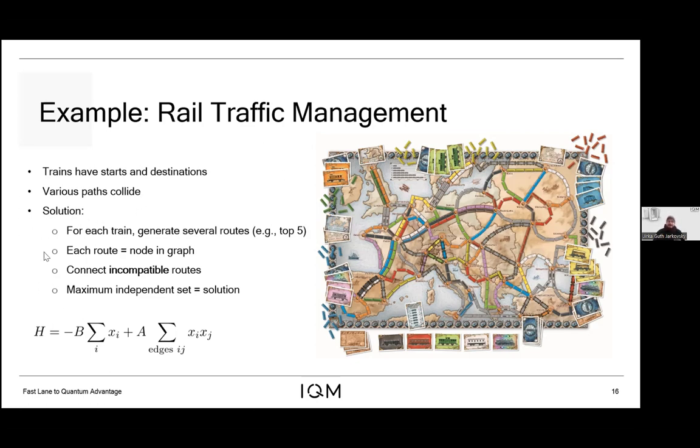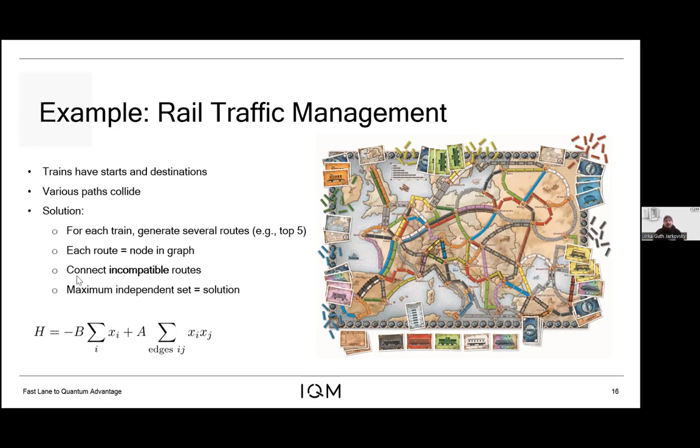For each train, we can forget about all the other trains and generate a small set of possible routes, say the top five shortest, best routes for the train. Now we take all of these routes for all of these trains and put them in a graph. In the graph, we make edges between incompatible routes, so two routes that conflict with each other, that it's impossible to execute at the same time. Also between two routes of the same train, because the train cannot do the two routes at the same time, right? We connect those that are physically impossible to do together for whatever reasons.